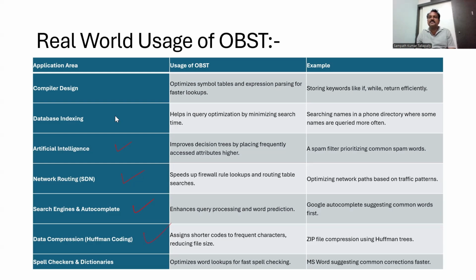And also your OBST is used in Huffman coding, where we are going to compress or encode the data. Whenever I want to send the data in a faster way over the network, we are going to use Huffman coding. And also, we are going to use Huffman coding in spell checkers and dictionaries. We know what the applications for spell checking are. So for those also, you're going to use an optimal binary search tree. So these are the places where we are going to use an optimal binary search tree.